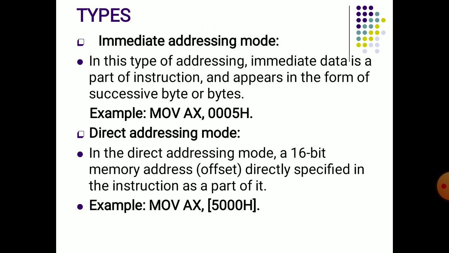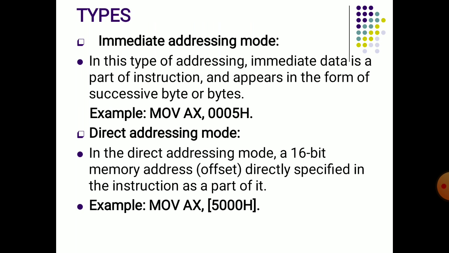The first addressing mode is immediate addressing mode. As I told in the previous addressing modes of 8085 and 8051, the same operation applies here also. Here the immediate data is given in the instruction itself. That is the basic definition of immediate addressing mode. For example, MOV AX, 0005H. Here 0005 is immediate data which is given in the instruction itself. That's why this type of addressing mode is called immediate addressing mode.